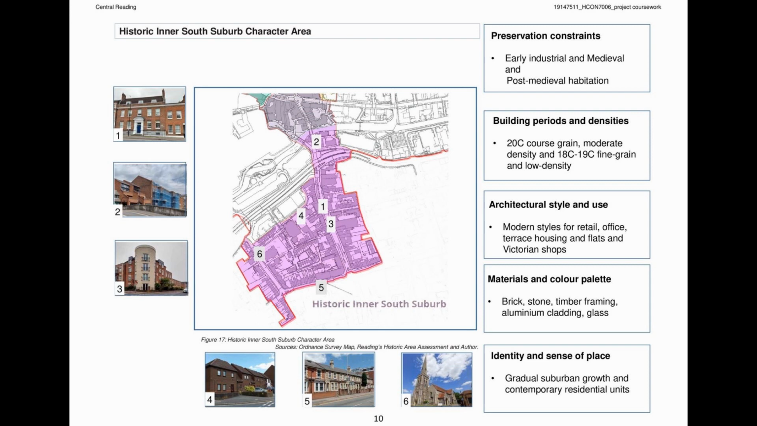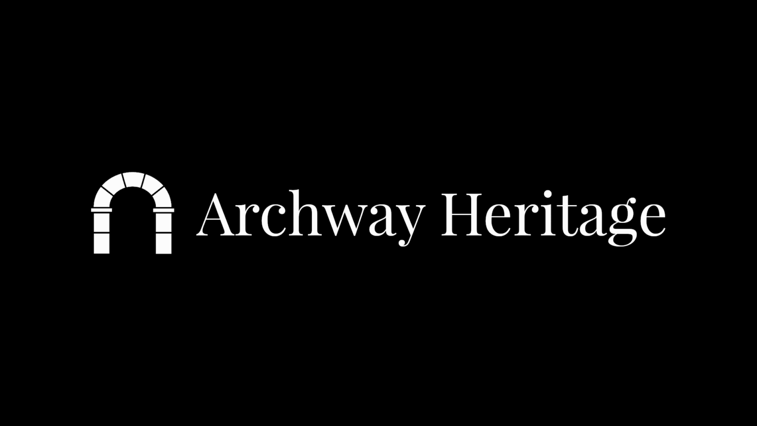In summary, by identifying these unique characteristics, we can begin to compile design guidance that helps to enhance these features. We will provide more information about this work as the work progresses.